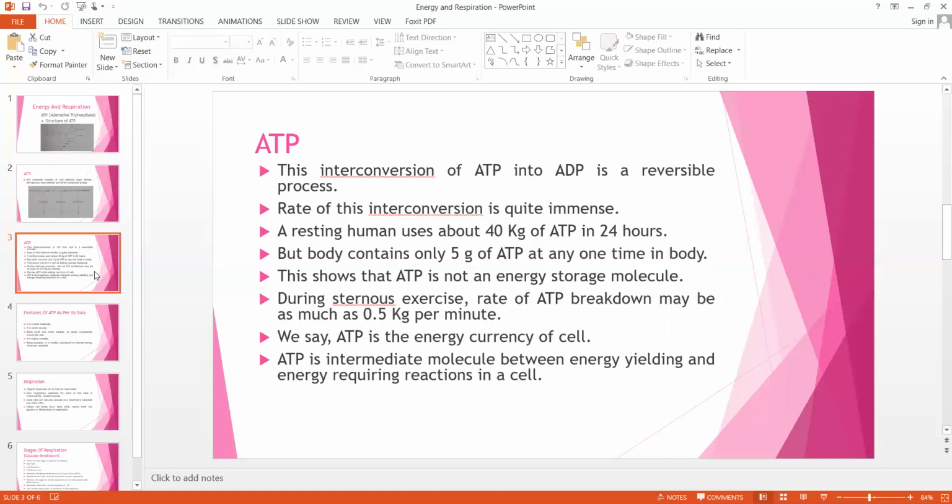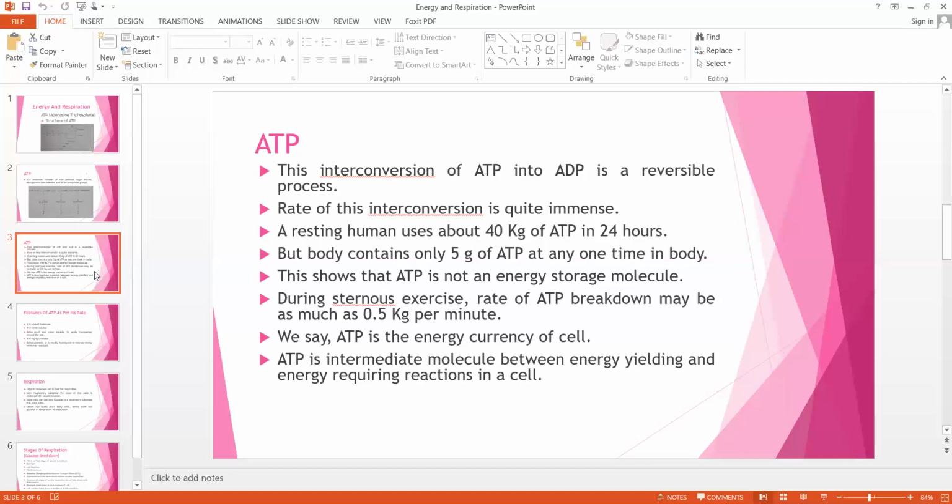Because if it were an energy storage molecule, you would see large reserves of ATP in the body at any time. However, we can see that a resting human is using 40 kg of ATP in 24 hours, while at any time we have only 5 grams of ATP. So that clearly indicates that ATP is not an energy storage molecule. It is the energy currency of the cell. It is the intermediate molecule between the energy yielding and energy requiring reactions.